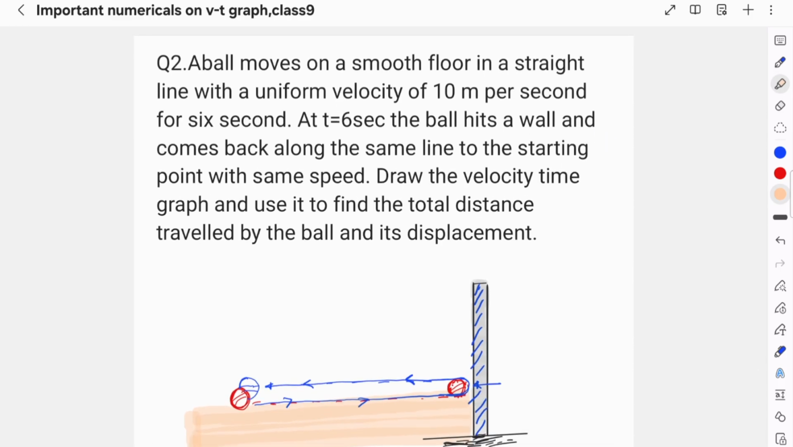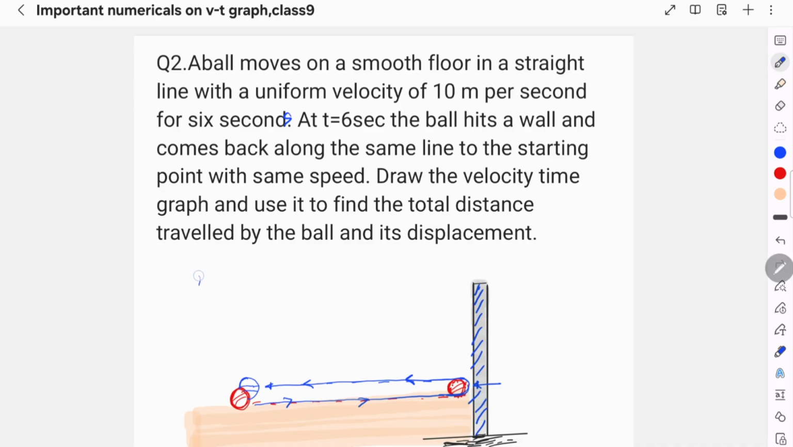So next question says a ball moves on a smooth floor in a straight line with a uniform velocity of 10 meter per second for 6 seconds. At 6 seconds, the ball hits a wall and comes back along the same line to the starting point with the same speed. Draw the velocity time graph and use it to find the total distance traveled by the ball and its displacement.